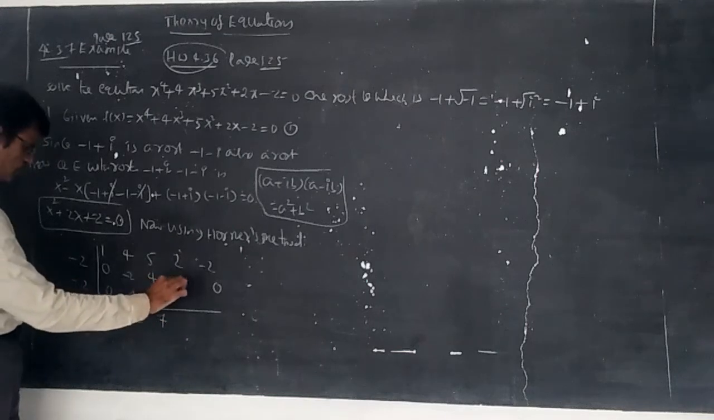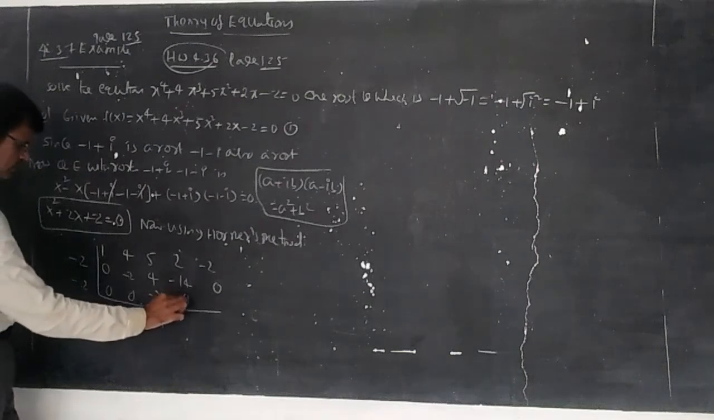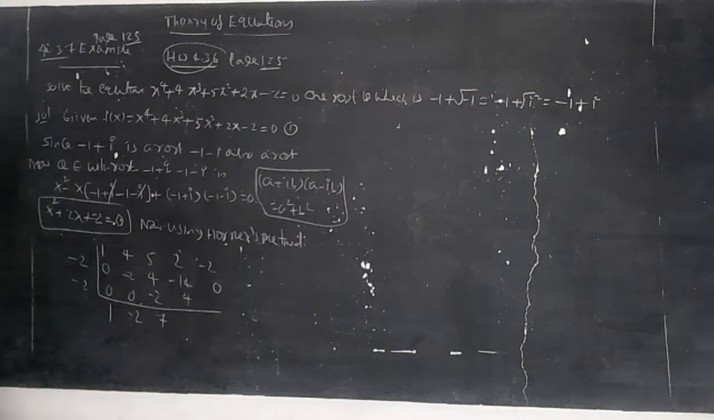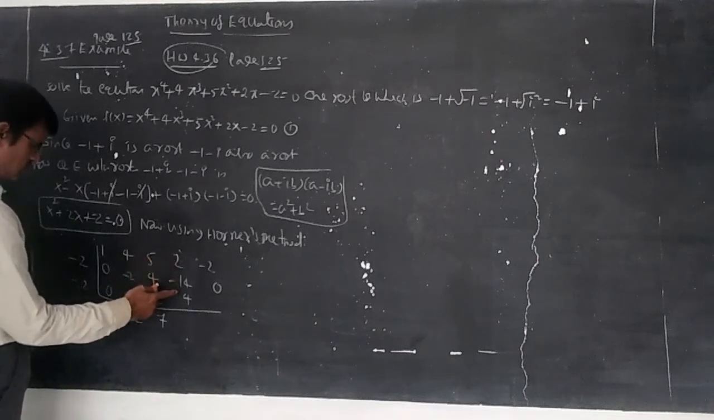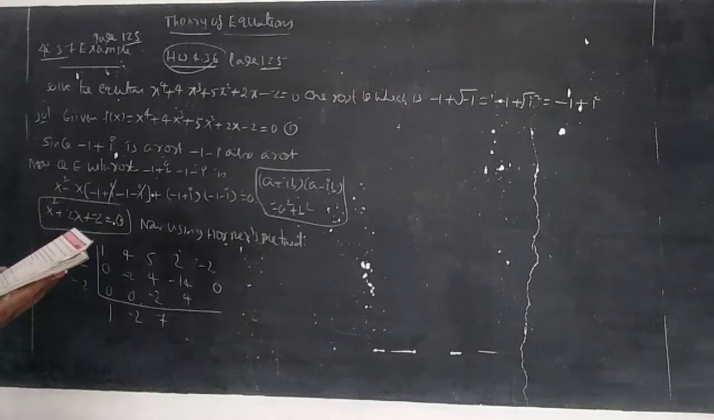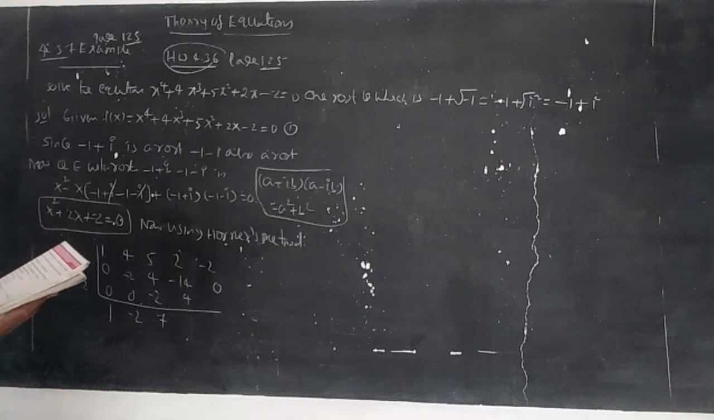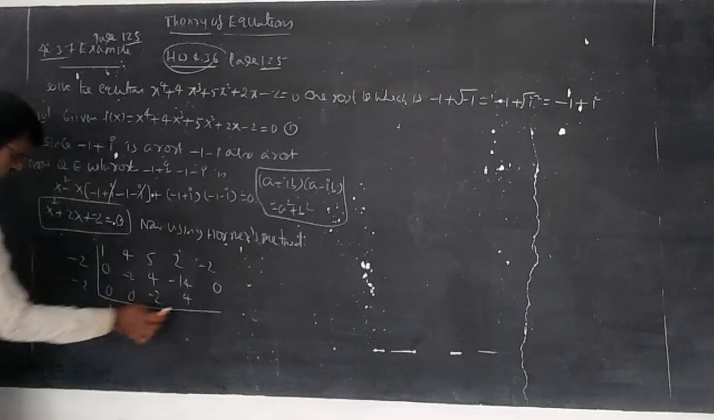Maybe wrong here, we should get the value. X square plus 2x plus 2 we got, it is absolutely right, by dividing 1, 4, 5, 2, minus 2. Yes, exactly. You may get the value, just once verify.